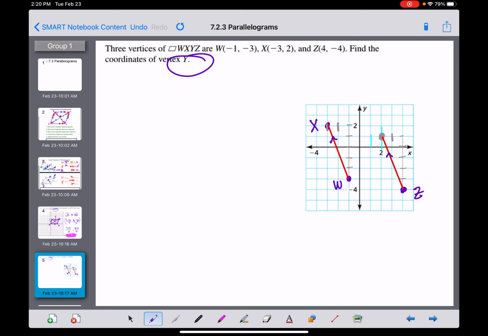I can check the slope of my other 2 lines. From W to Z, I go down 1 over 1, 2, 3, 4, 5. From X to Y, I go down 1 over 1, 2, 3, 4, 5. So once again, same slope, which means these two sides are also parallel. So my coordinate of Y is (2, 1).